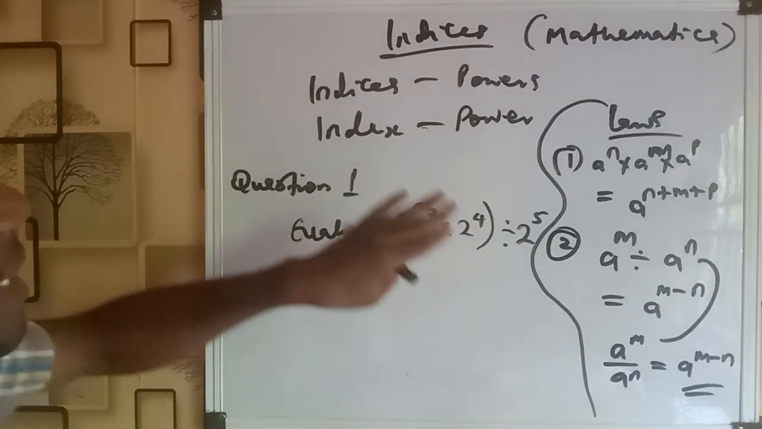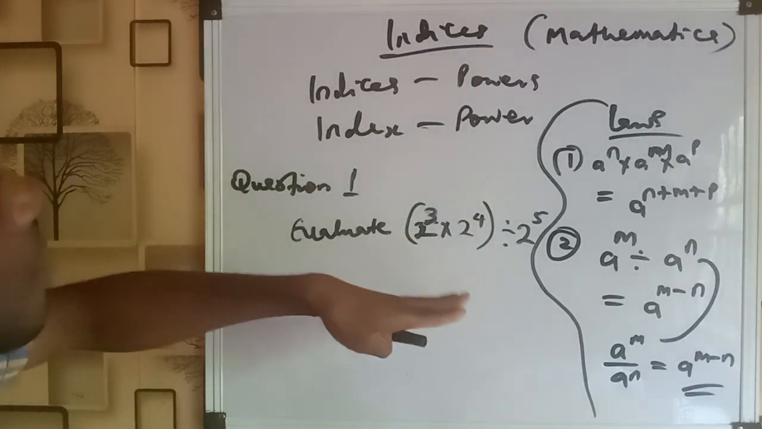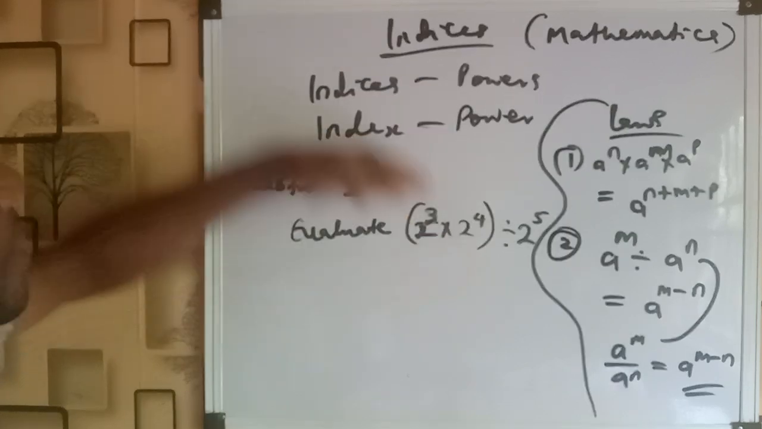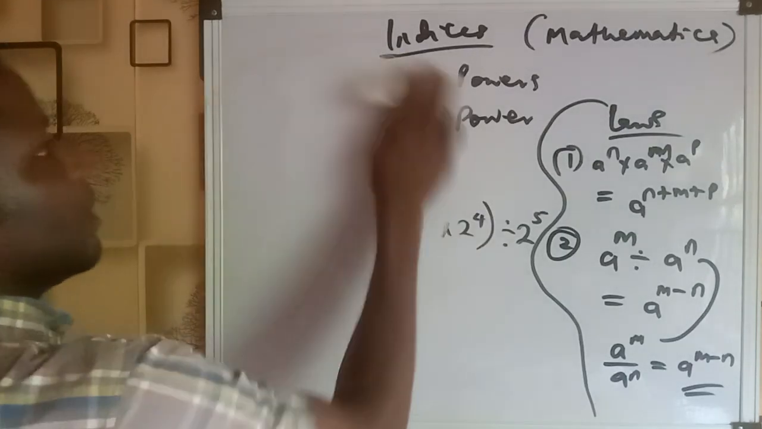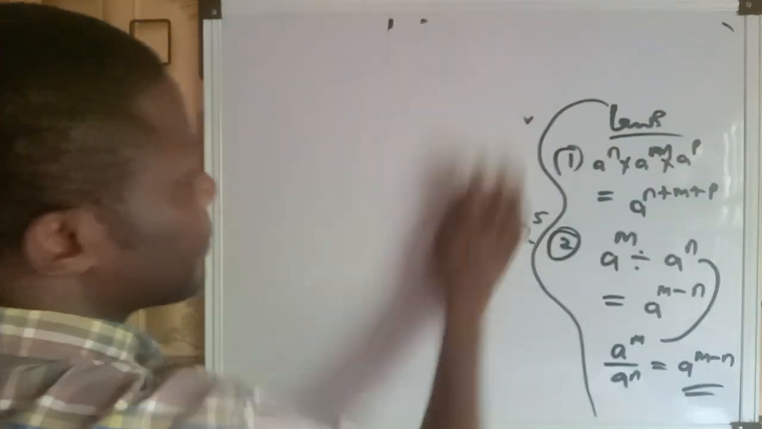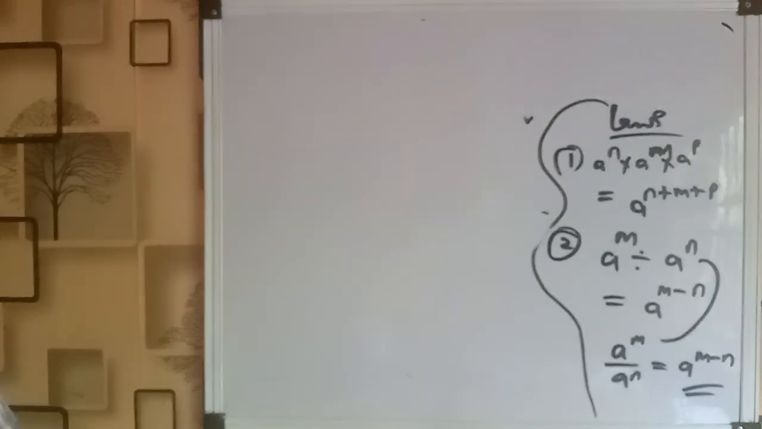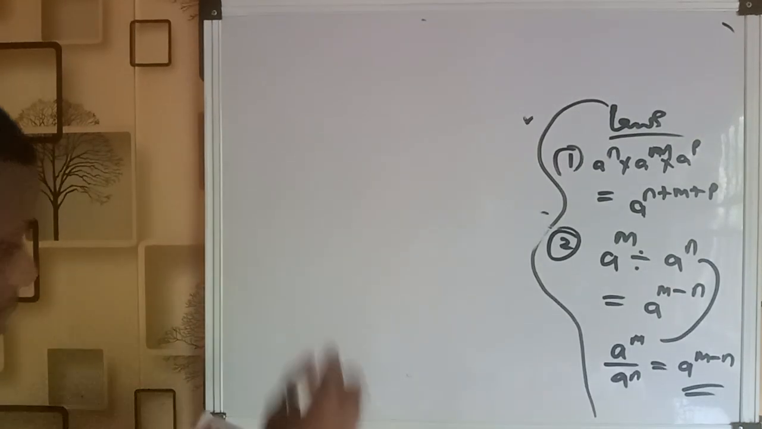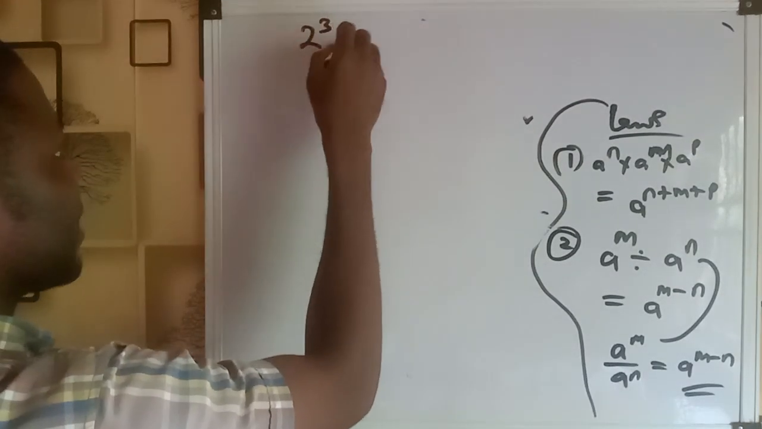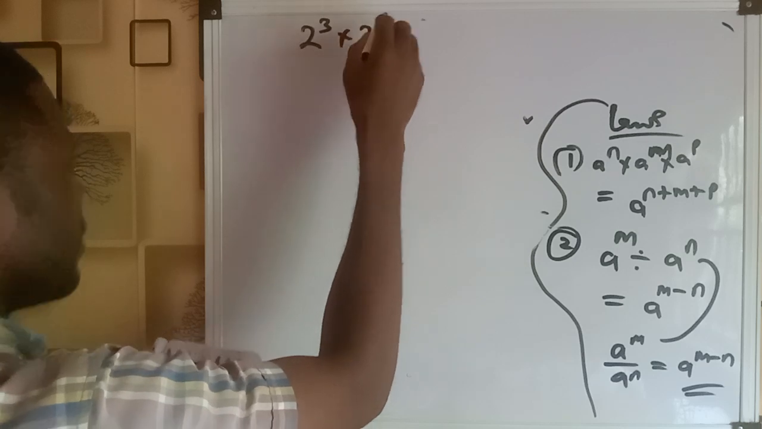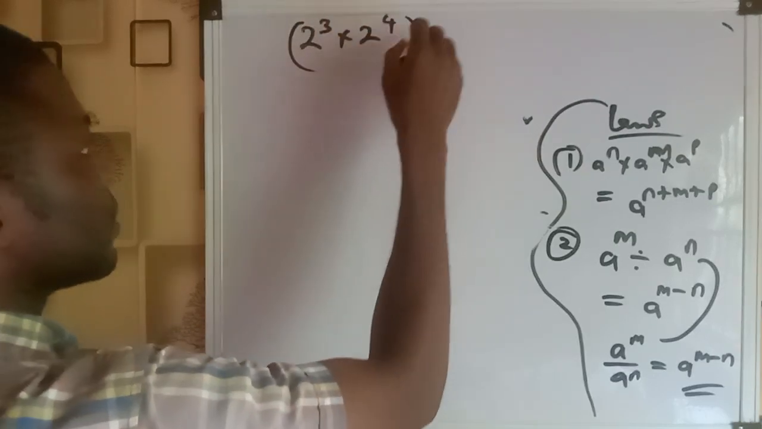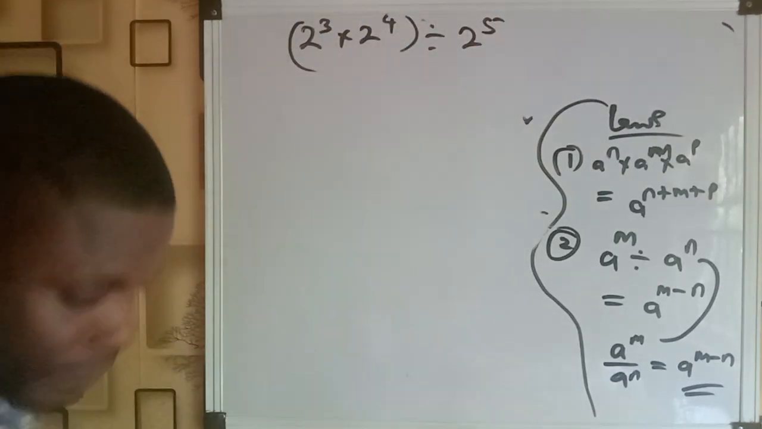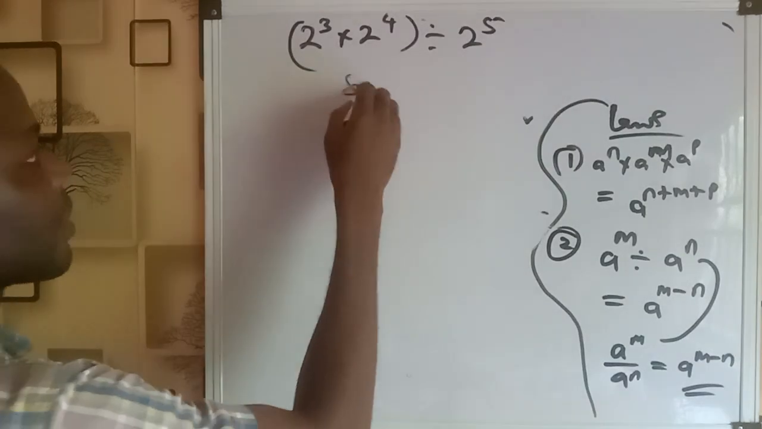I'm going to clean this so that we have enough space, but I will place the question at the top. All right, let me rewrite the question. 2 power 3 times 2 power 4, close, divided by 2 power 5. Good. So solution.